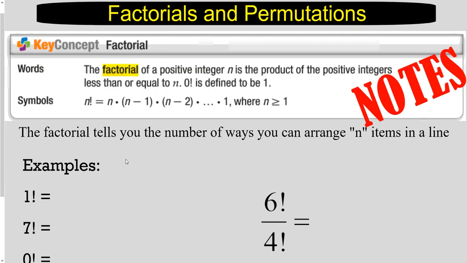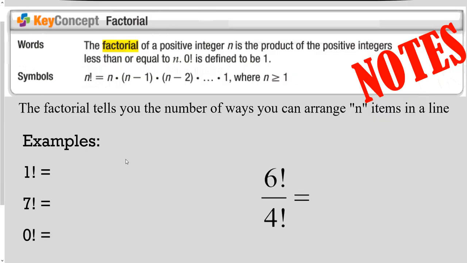Okay, so the factorial of a positive integer is the product of the positive integers less than or equal to that number. So 3 factorial, 3 times 2 times 1. 6 factorial, 6 times 5 times 4 times 3 times 2 times 1. 0 factorial is defined to be 1. So this is one place in mathematics where we just decided 0 factorial needs to be 1.